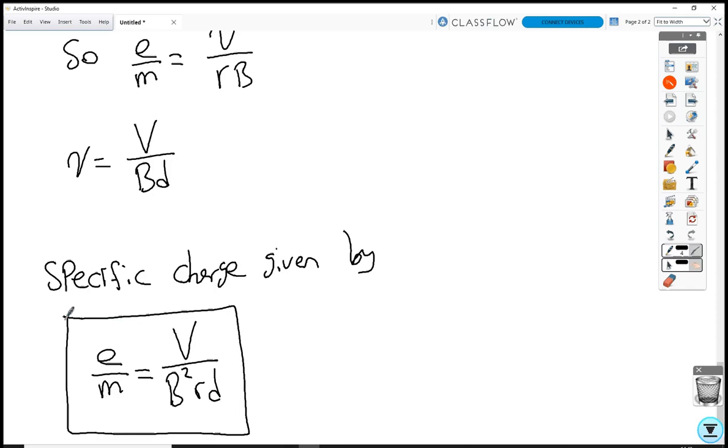Now despite that, we still don't know the mass of the electron, and we don't know the charge of an electron, which was discovered later by someone else called Millikan. And that's the end of 12.1.3.